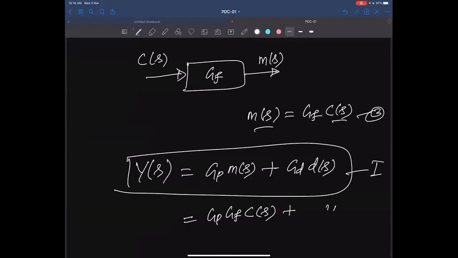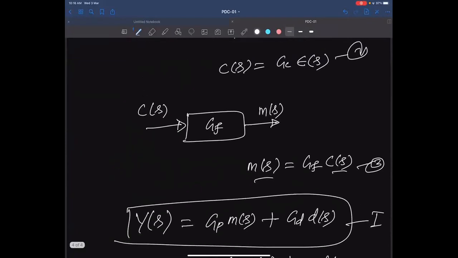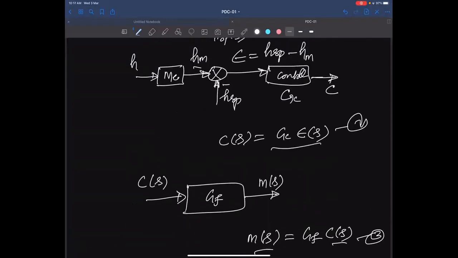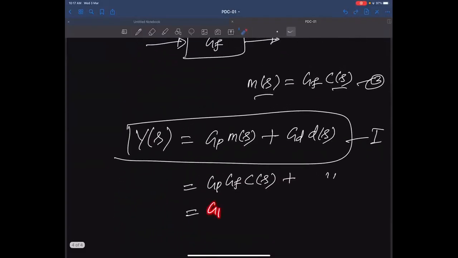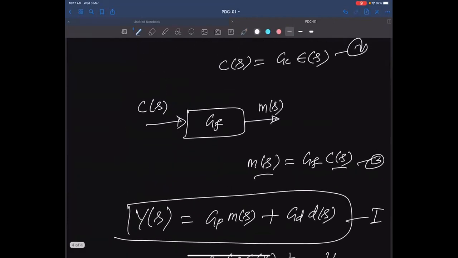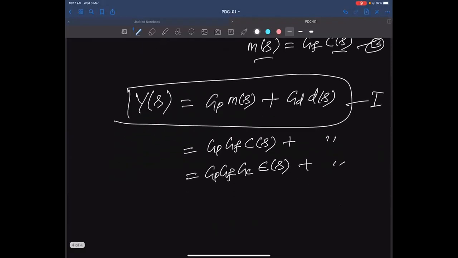Okay, then the term will stay as it is, nothing is going to change. So let us not worry about that. So this g, what is C of s now? C of s is available as Gc into error. So otherwise Gp, Gf, and what is C of s? C of s is available as Gc into Gc and error. Okay, plus the group stays as it is.